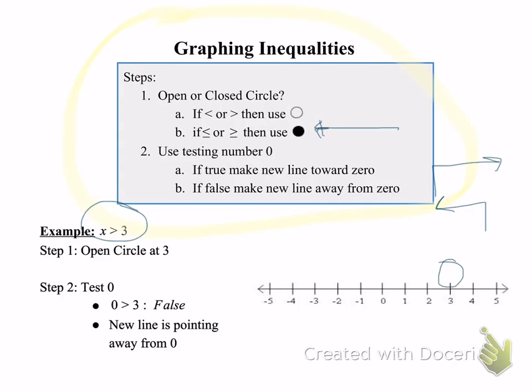Then you have to figure out which way your line faces. So we have 0 is greater than 3. That's not true, so we do not want to draw towards 0. We want to go away from 0, because numbers that are greater than 3 are 4 and 5 and 6 and so on. It's going to continue all the way to infinity because it goes on forever. So that's our first example.